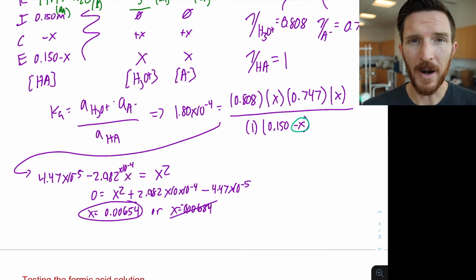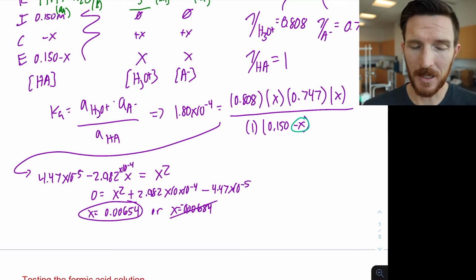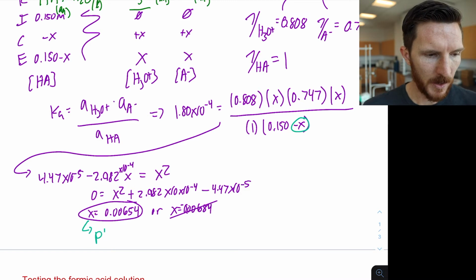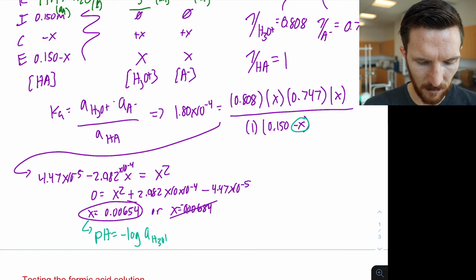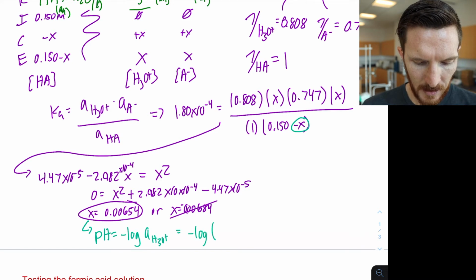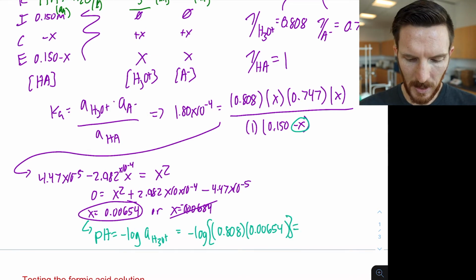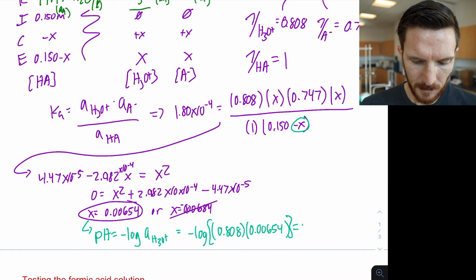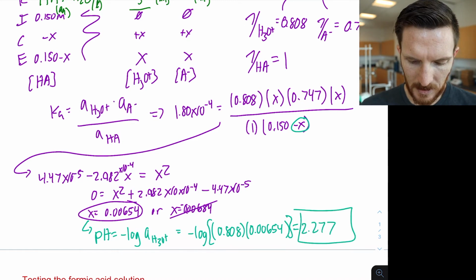Well, now that we have our X value, or the concentration of our H3O+ and the concentration of A-, we can then go ahead and find our pH, right, as the negative log of our activity. So negative log of our activity coefficient, 0.808, times the concentration of our H3O+. And so we'd find that we get a pH of 2.277.